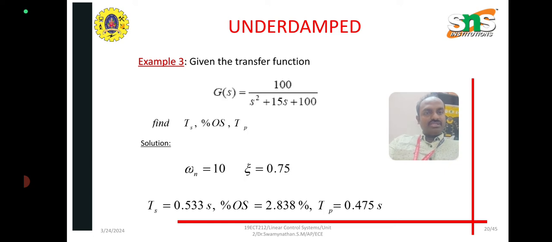Next, following with this example, G of S is equal to 100 divided by S squared plus 15 S plus 100. Find the settling time, percentage overshoot and peak time. So omega n squared is equal to 100, so omega n is equal to 10. Zeta is equal to 0.75. So TS is equal to 0.533 s, percentage overshoot 2.838%, and TP is equal to 0.475.